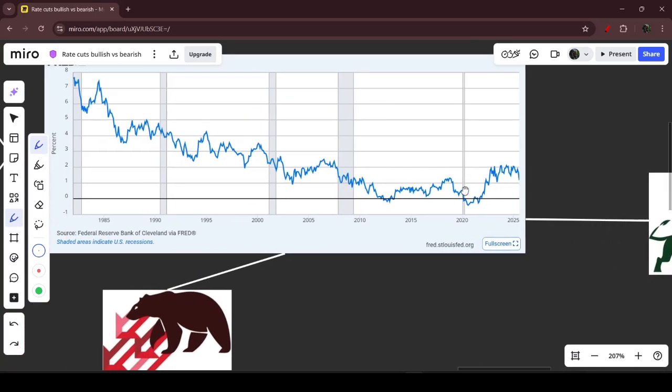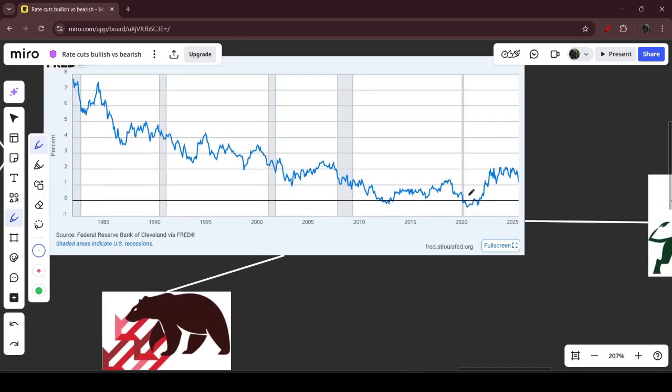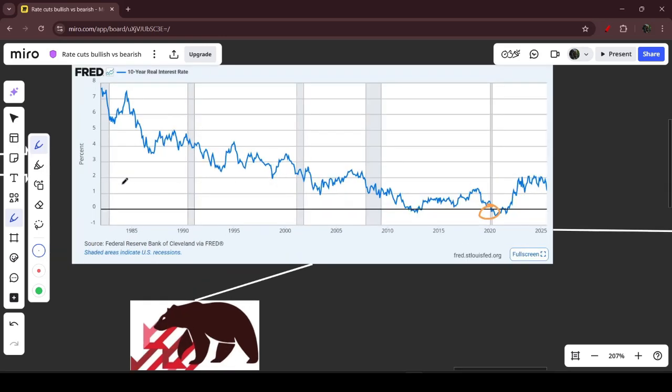And guess what? Right here at 2020, the real interest rates were below zero. So the rate cuts drove the market bullish. So bottom line, as we can see right here, if the real interest rate is below zero, most likely the market will go up once the Fed starts to cut rates.